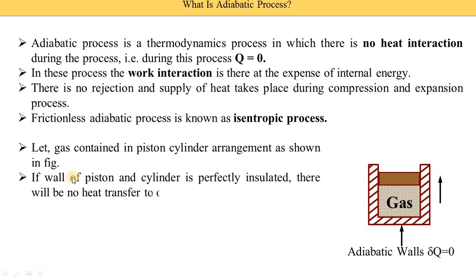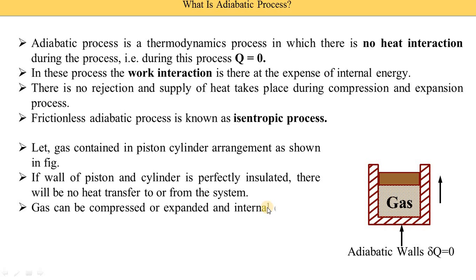If the wall of the piston and cylinder is perfectly insulated, there will be no heat transfer to or from the system. Means to avoid these heat interactions, we need to insulate the cylinder. When we do this insulation, the heat does not enter the system and heat does not go away from the system. It is called to and from the system. Gas can be compressed or expanded, and internal energy of the system will increase or decrease.